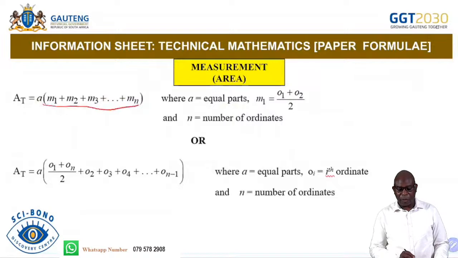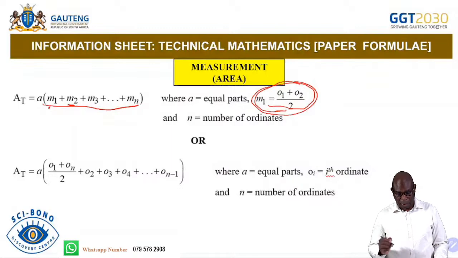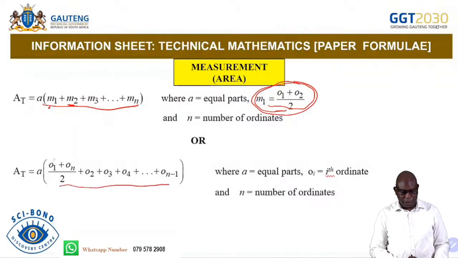All right, now in measurements, where we find the area, there are two formulae there. So that formula there, you can use it, and you are told that M1, M2, M3 and M4 up to Mn, you use that for all of them. So in other words, M1 will be the same as that. M2 will be O2 plus O3 divided by 2. M3 will be M2 plus O2 plus O3 divided by 2, just like that. Or you can use this one, where you use the first ordinate plus the last ordinate, and then from there you divide that by 2.